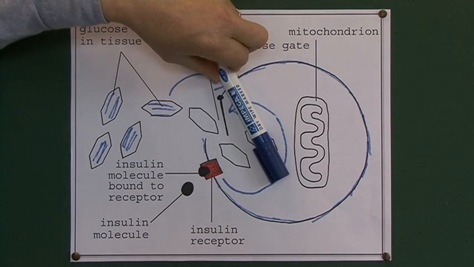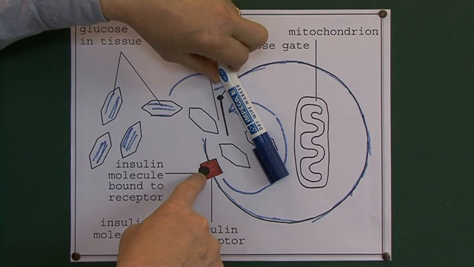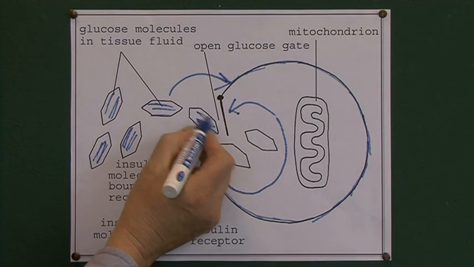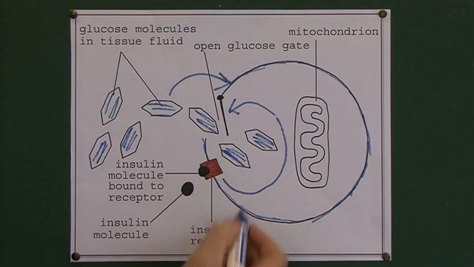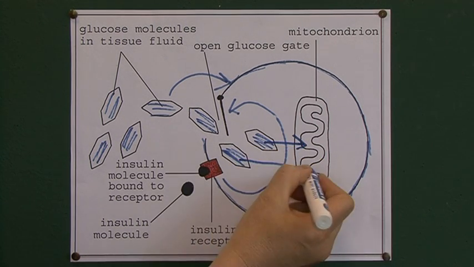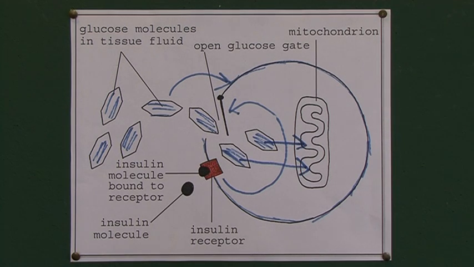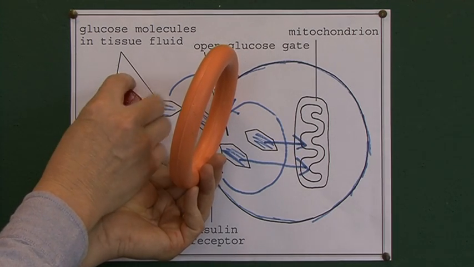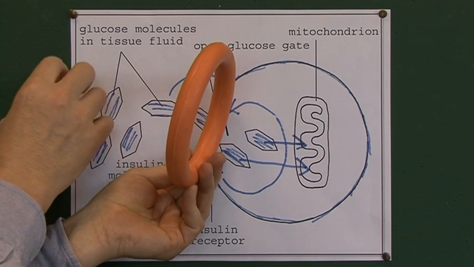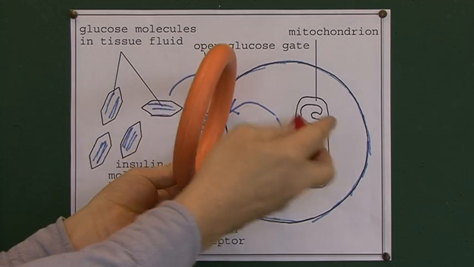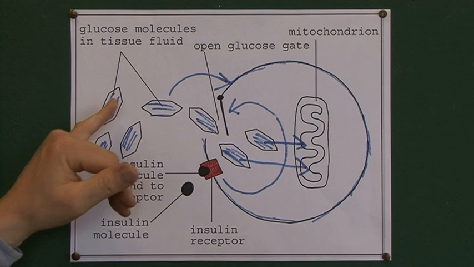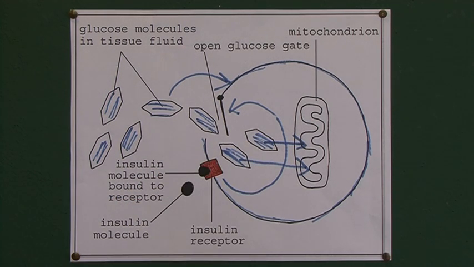So the gate will open because of the activity of the insulin and the insulin receptors, allowing the glucose to go through into the cell where it can be used by the mitochondria. And as we looked at in the talk, this gate is actually a ring, and that ring will allow the glucose molecule, which is this red brick, to go through into the cell. It gates the glucose from the blood and tissue fluid into the cytosol of the cell.